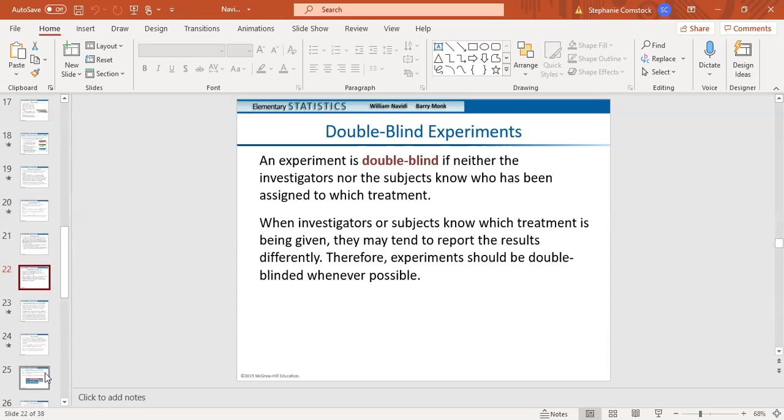They are, so this is considered double blind. In a single blind scenario, only the subjects don't know. The investigator does know who's in what group.